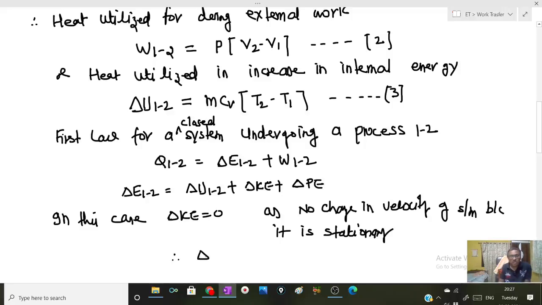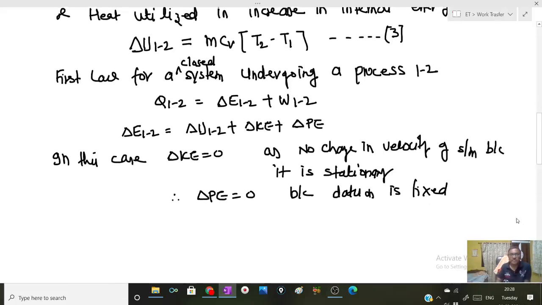And its potential energy is also 0 because datum is fixed. So what happens under this condition? Let's say this is equation number 4. Under such condition, change in total energy will be equal to change in internal energy.